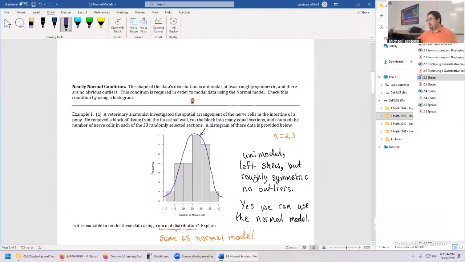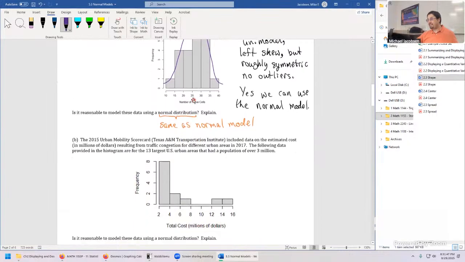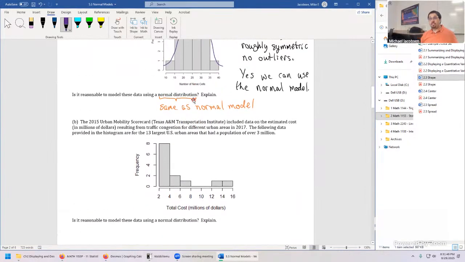So now here's a case where the data looks really bad. And these are data we've seen before. This is the so-called 2015 Urban Mobility Scorecard. It measured the loss per year in millions of dollars due to traffic congestion in the 13 largest urban areas in the United States of America, with a population of over 3 million. These data were highly skewed to the right.